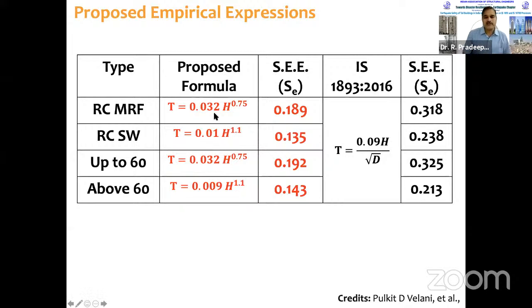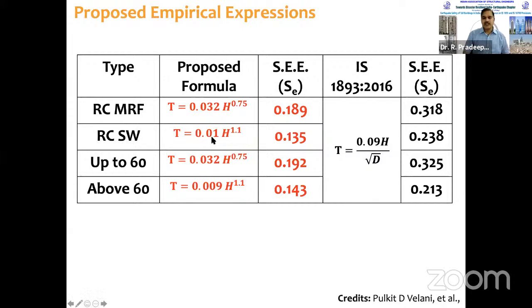RC moment resisting frame building, proposed formula. What we are proposing is 0.032 h raised to the power of 0.75. With our proposed formula, the standard error of estimate is 0.189, whereas compared to IS 1893-2016, the error is more than this one. And this can still be further improved by testing more and more buildings.